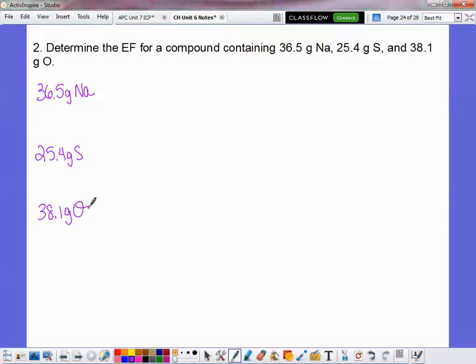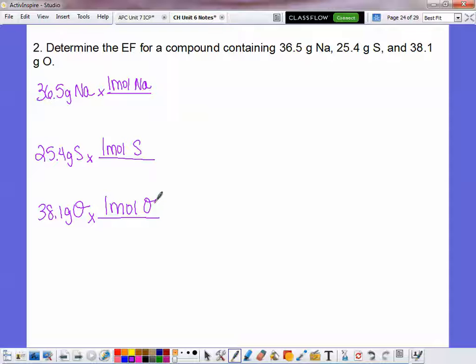So let's set up the mole conversion for each one and then solve it. All of these mole conversions are going to look similar, right? Because it's all grams to moles. So for all of them, what's going to be our top number in our conversion factor? 1 what? 1 mole. 1 mole of that substance. 1 mole Na, 1 mole S, 1 mole O.